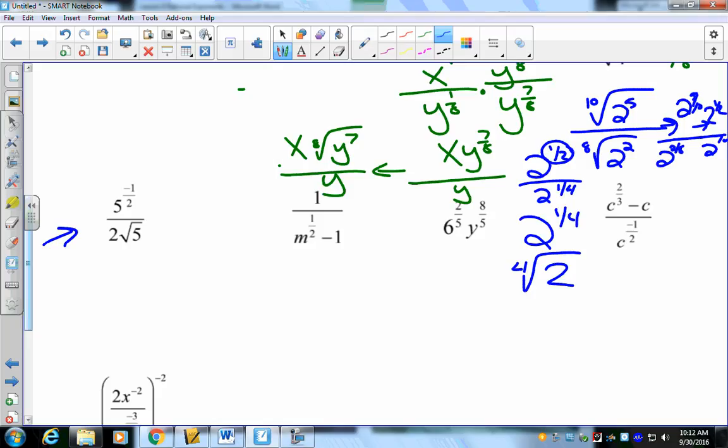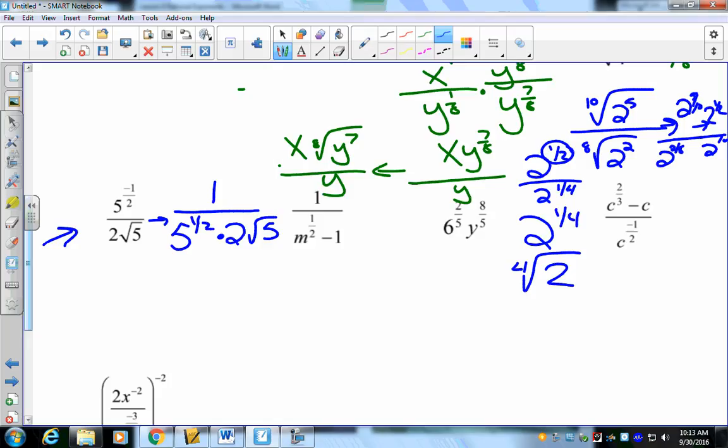First thing to notice, negative. Get rid of that negative. So I'm going to move this downstairs, which gives me 1 over 5 to the 1/2 times the radical 5 that was already down there. Okay, so I'm not done because I have a fraction and a radical in my denominator.